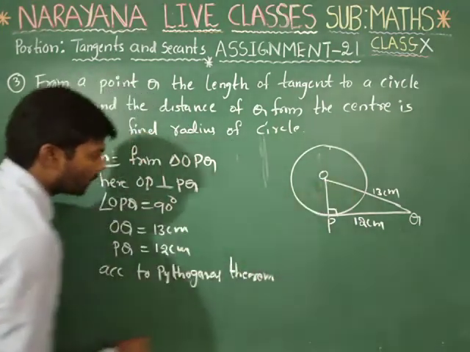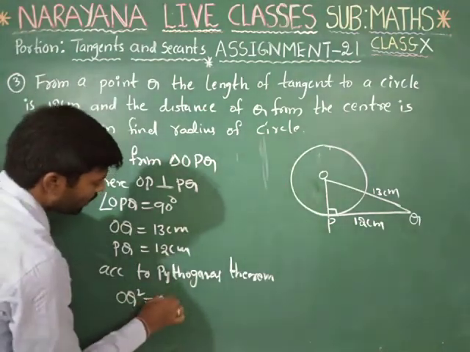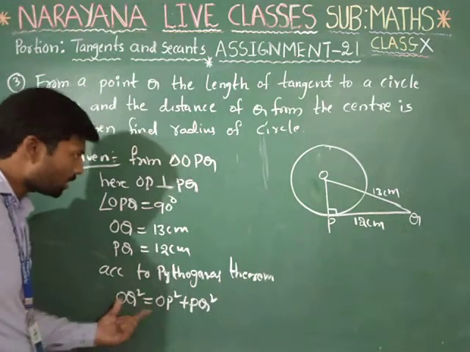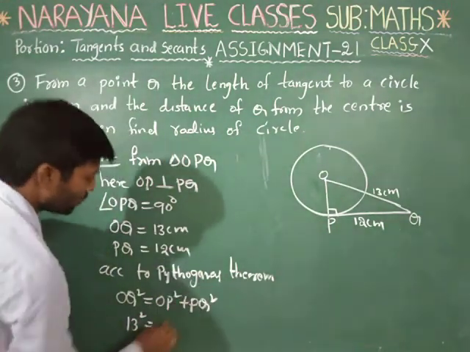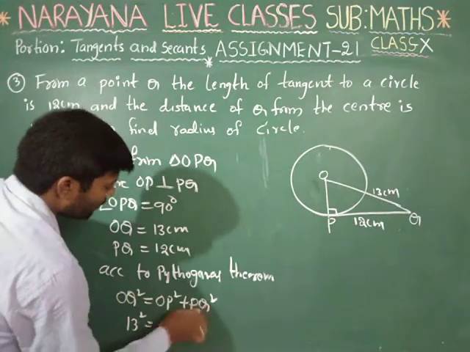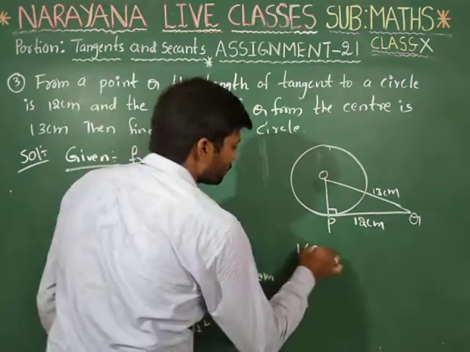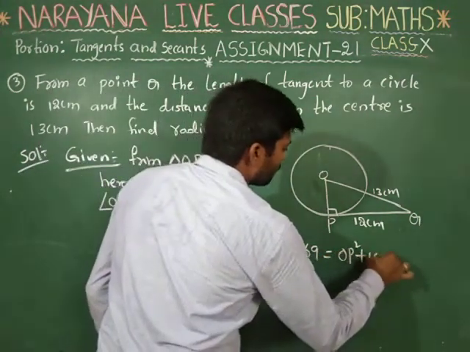Square of the hypotenuse, that is OQ square is equal to OP square plus PQ square. What is the value of OQ? 13 square is equal to OP square, as it is, plus PQ, which is 12 square. Let's simplify this one. 13 square will become 169. So OP square plus 144.